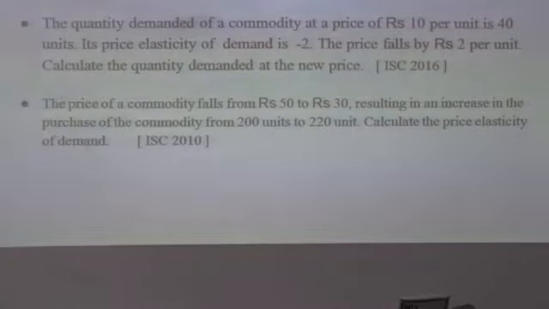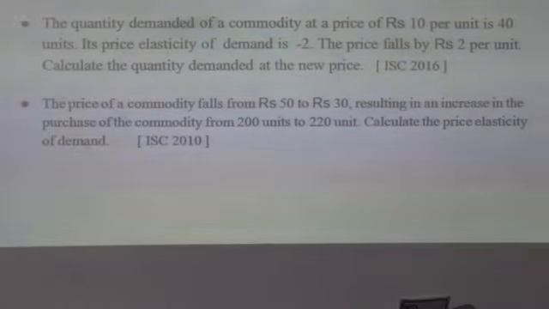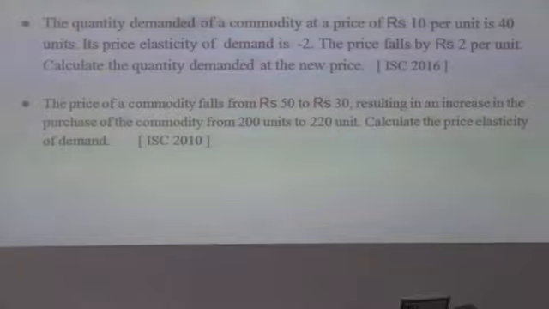Let's look at the price. Price was 50 rupees. Now the price falls to 30 rupees. Original price 50, new price 30. What has happened to the price? It has decreased. So how much is the decrease? Delta P is the change in the price. What has changed? 20. From 50 to 30, change is 20.